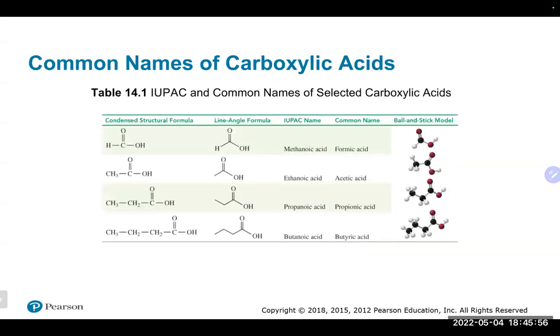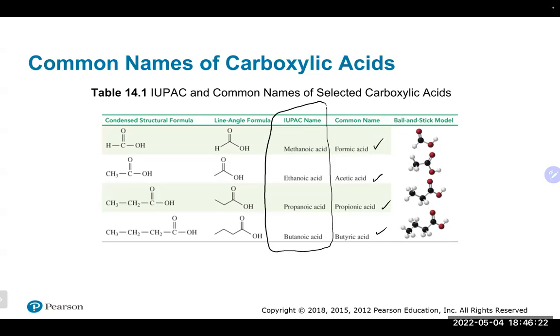So here's some names of some of the other ones there: propanoic acid, butanoic acid. These are common names on the right. This is formic acid, and that's acetic acid, propanoic acid, and butyric acid. We will just stay with the IUPAC names of this. I will say formic acid and acetic acid is still used a lot by people.